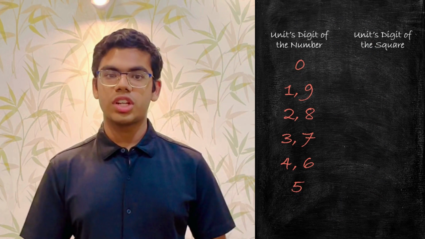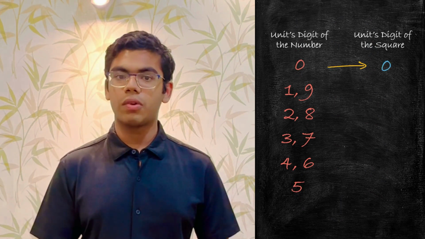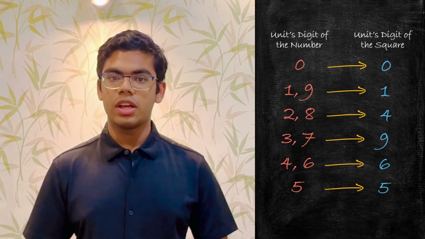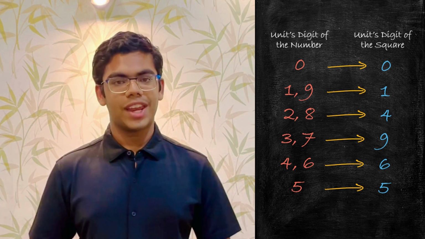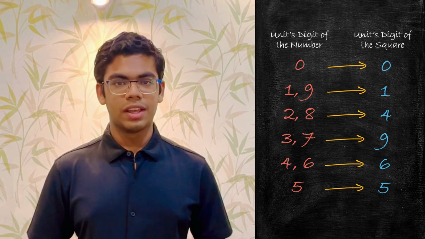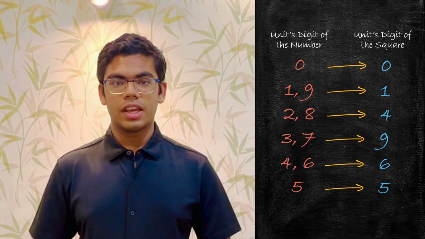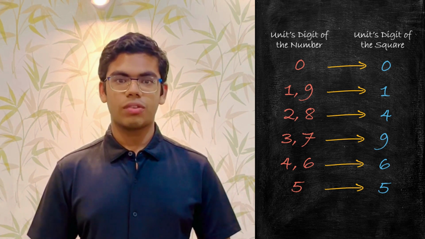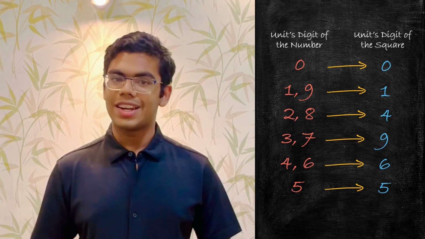So if the units digit of the original number is 0, the units digit of the square would also be 0. Similarly, if it's 1 or 9, the units digit of the square would be 1. If it's 2 or 8, it would be 4. If it's 3 or 7, it would be 9. If it's 4 or 6, it would be 6. Lastly, if the units digit of the original number is 5, the units digit of the square would also be 5. Now keeping this in mind, let's learn the trick.